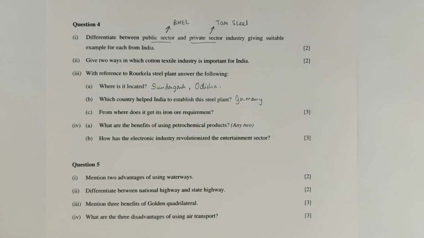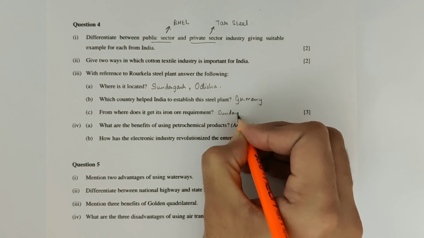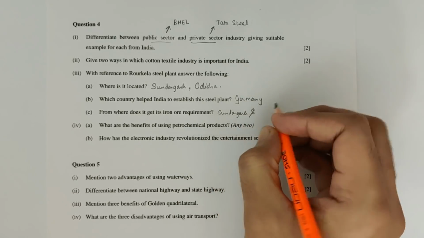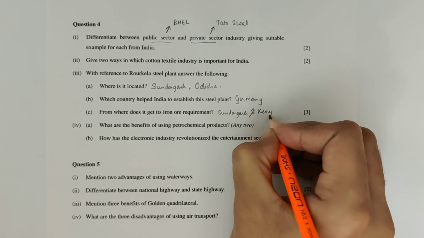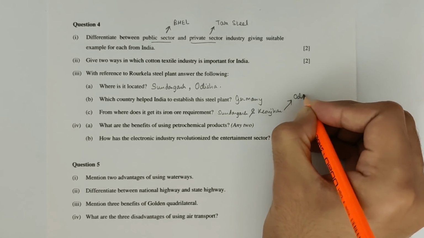Germany. C. From where does it get its iron ore requirement? So, it gets iron ore from Sundargarh and Keonjhar, both of which are located in Odisha.